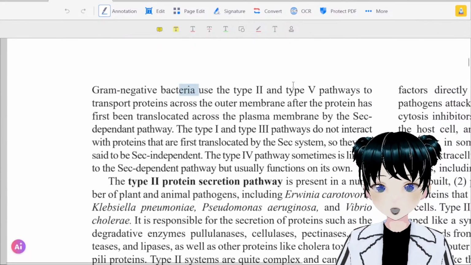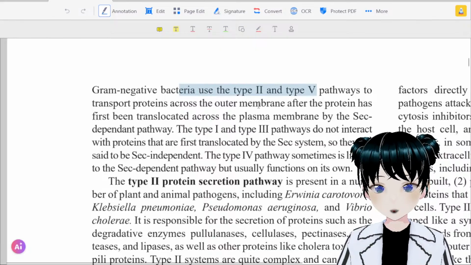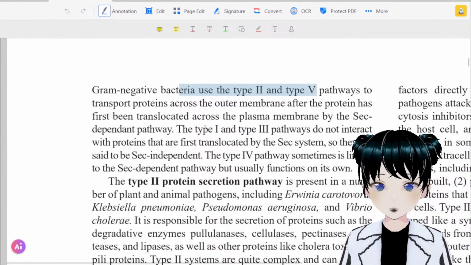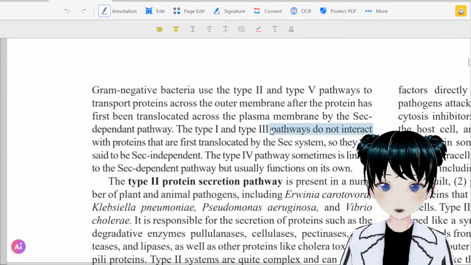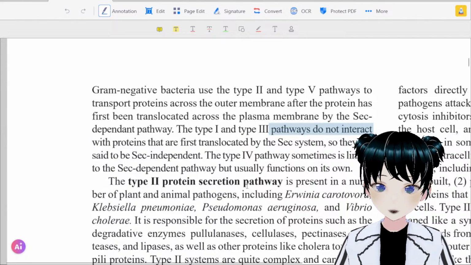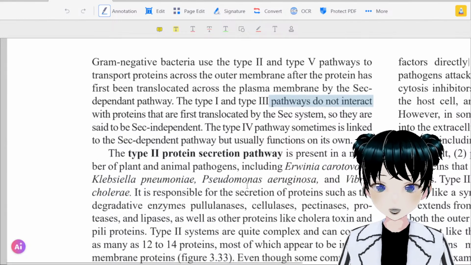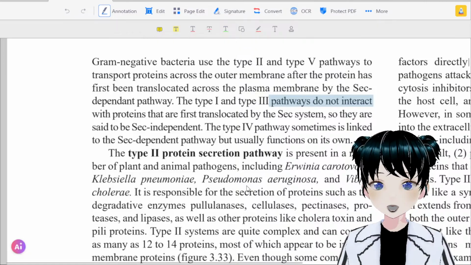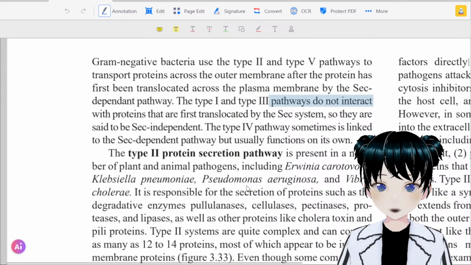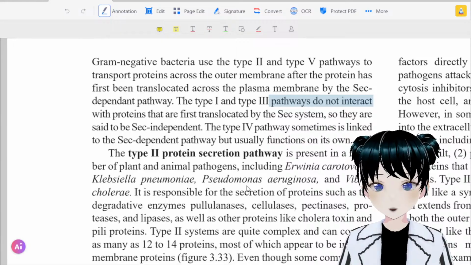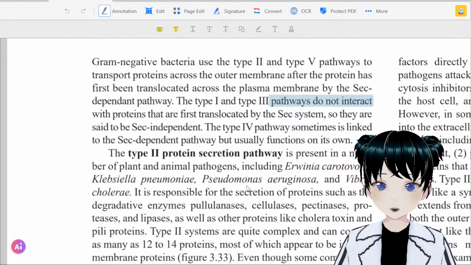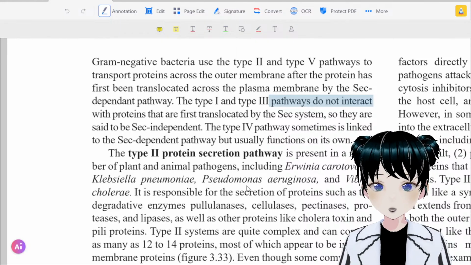So the gram-negative one uses type 2 and type 5 after the sec-dependent pathway, and they use type 1 and type 3 directly when the protein is in the cell, okay? And type 4 just acts however it wants. It is usually linked to the sec-dependent pathway, but it works on its own, it works both ways.